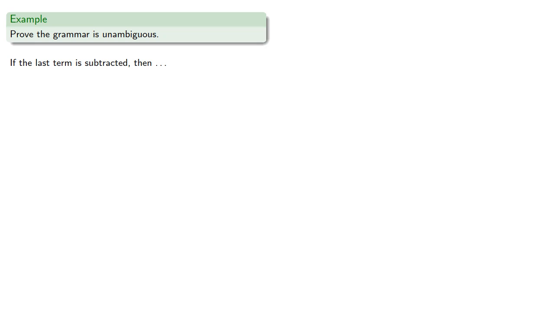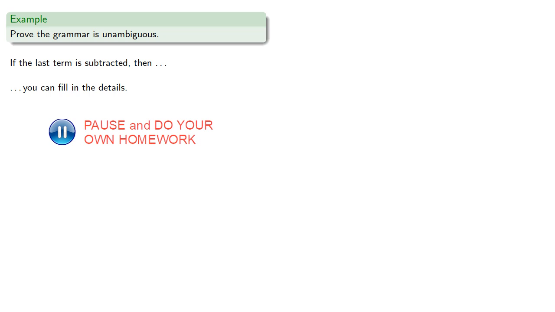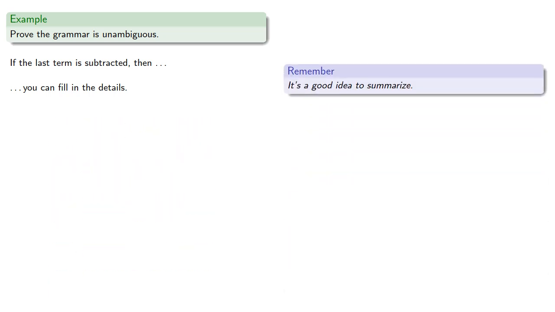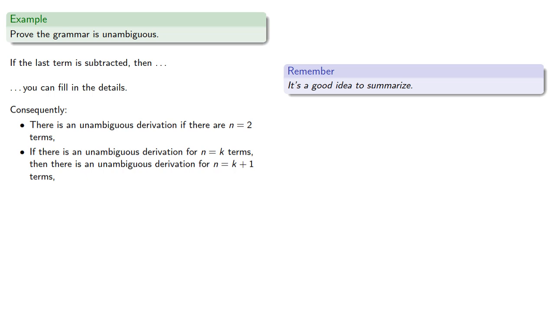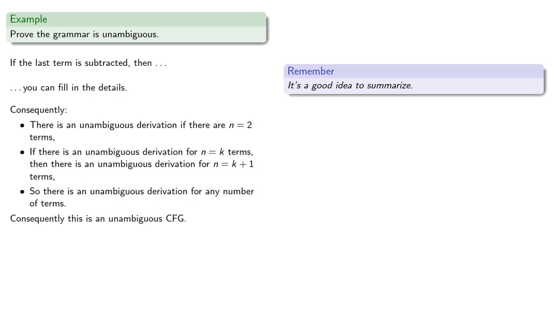Now, if the last term is subtracted, then, well, you should fill in the details on your own. And remember, it's a good idea to summarize. So, there is an unambiguous derivation if there are n equals 2 terms, and we proved that if there is an unambiguous derivation for n equals k terms, there is an unambiguous derivation for n equals k plus 1 terms. And so there is an unambiguous derivation for any number of terms, and consequently, we have an unambiguous context-free grammar.